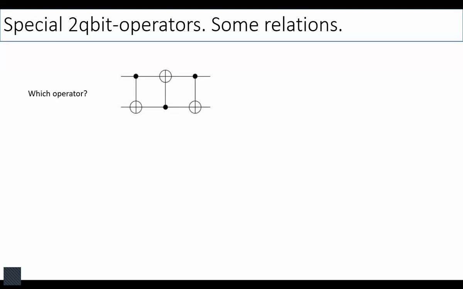Now let us do 1, 0. By C naught, it will go to 1, 1. By not C, the second is 1 because it is copied, and the first one should change, so 0, 1. And by C naught, the first is copied as 0, and the second doesn't change because the first is 0.